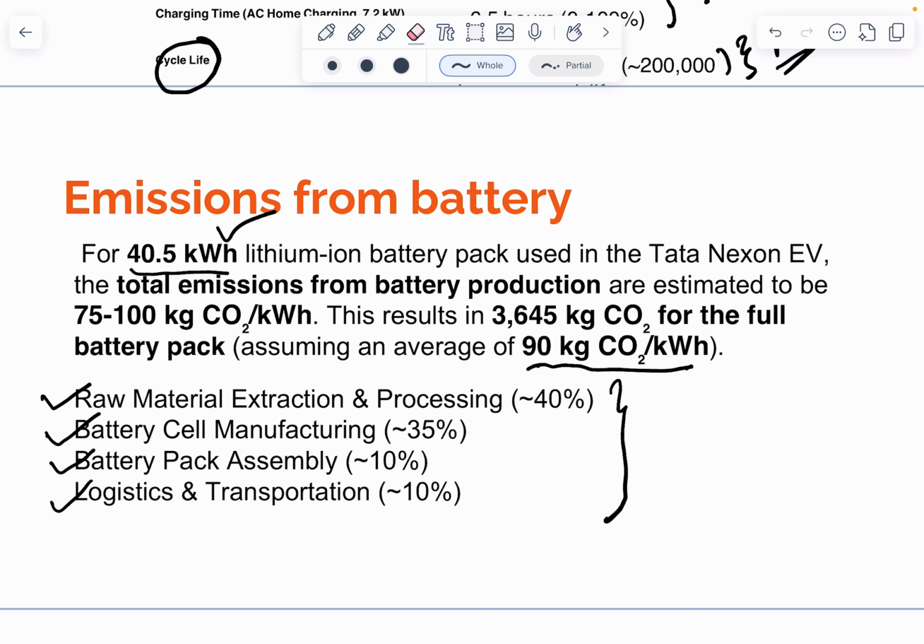So this number is 90 kgs. How I got it is I took this total emission, about 3700, and divided by 40.5. This gives us a pretty good number, about 90 kgs of CO2 per kWh of battery being manufactured.